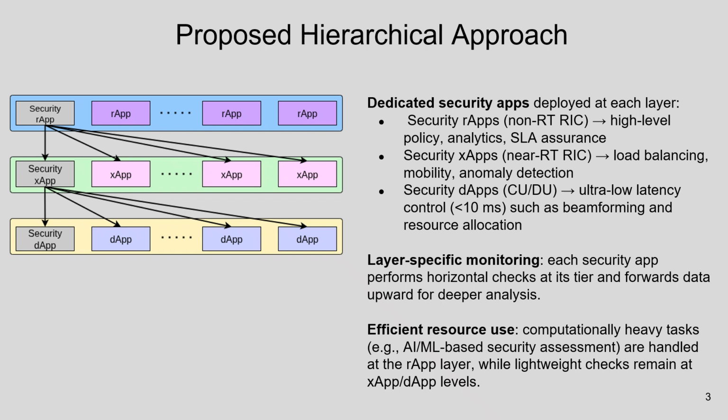So in this work, we propose a hierarchical approach. Here we can see we have taken a layer-specific monitoring approach. That means we have divided these third-party applications based on their control loop time scale. That means rApps have the highest control loop duration and dApps the shortest.